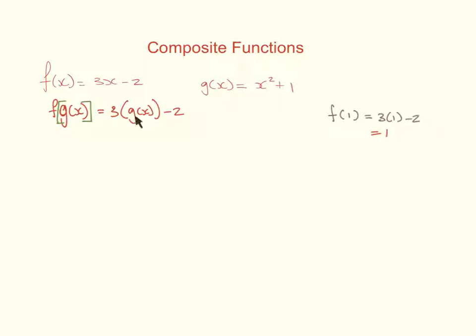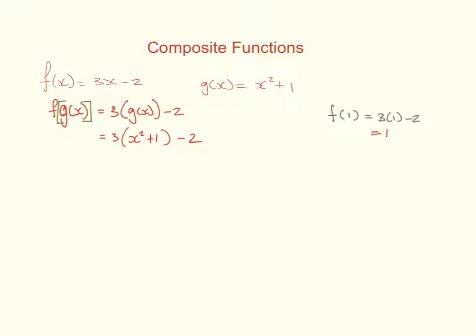Now that I've replaced it with g of x, let's find out what g of x is. Well, g of x is all of this over here, x squared plus 1. So you guessed it, I'm going to replace this with x squared plus 1. So now I'm going to have 3 times (x squared plus 1) minus 2. Right, I hope I haven't lost you there. If you find it really difficult, just pause the video and give yourself 2 minutes to let it sink in, okay?